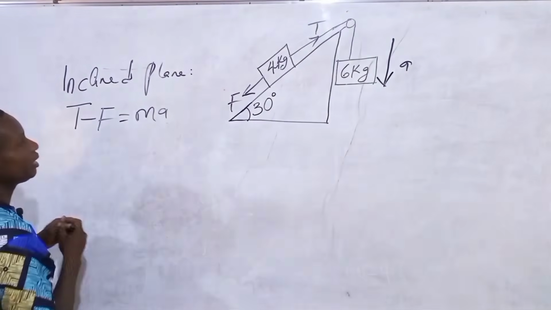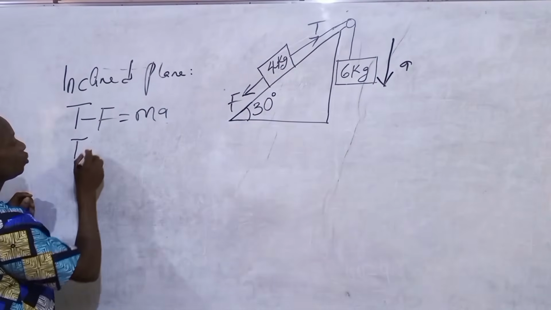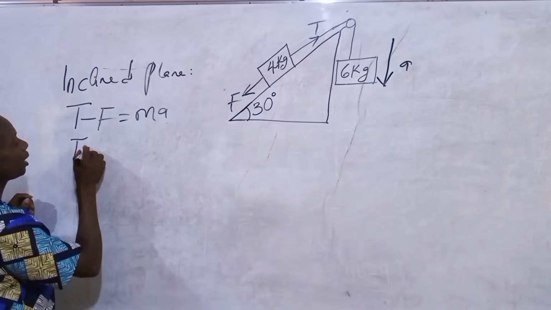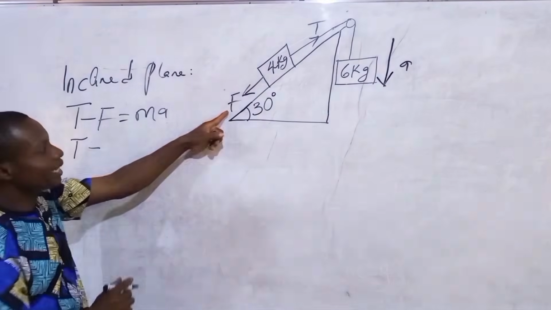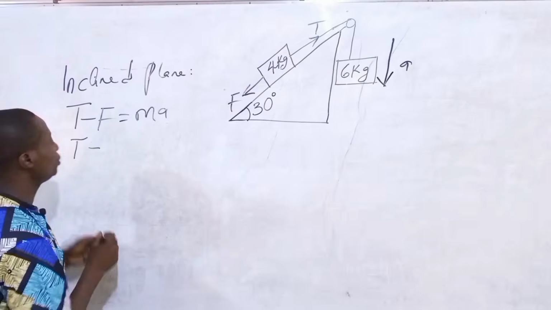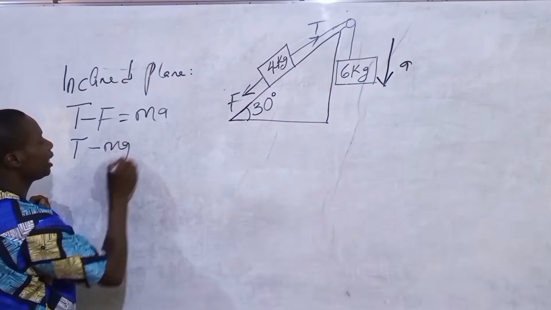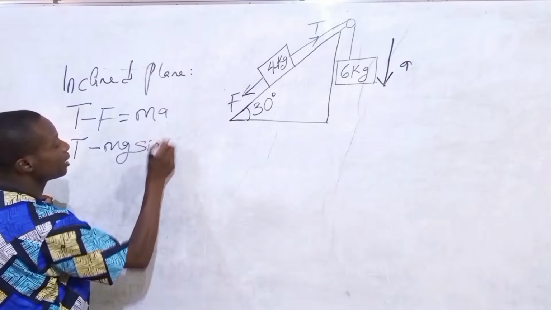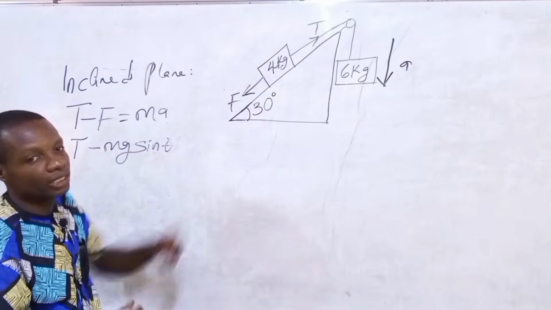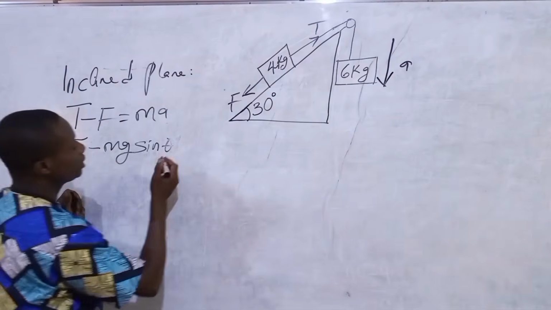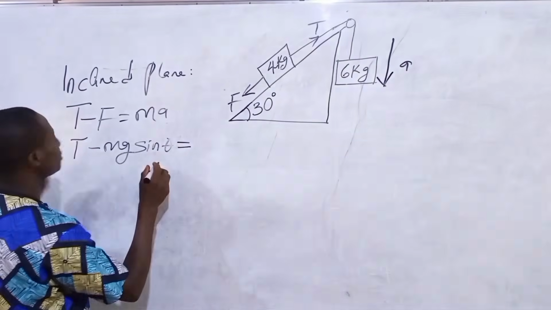So this T here is the tension in the rope, and it's minus F. F is mg sine theta. So we are going to write mg sine theta. Theta is the angle of inclination. So this together will give us MA.